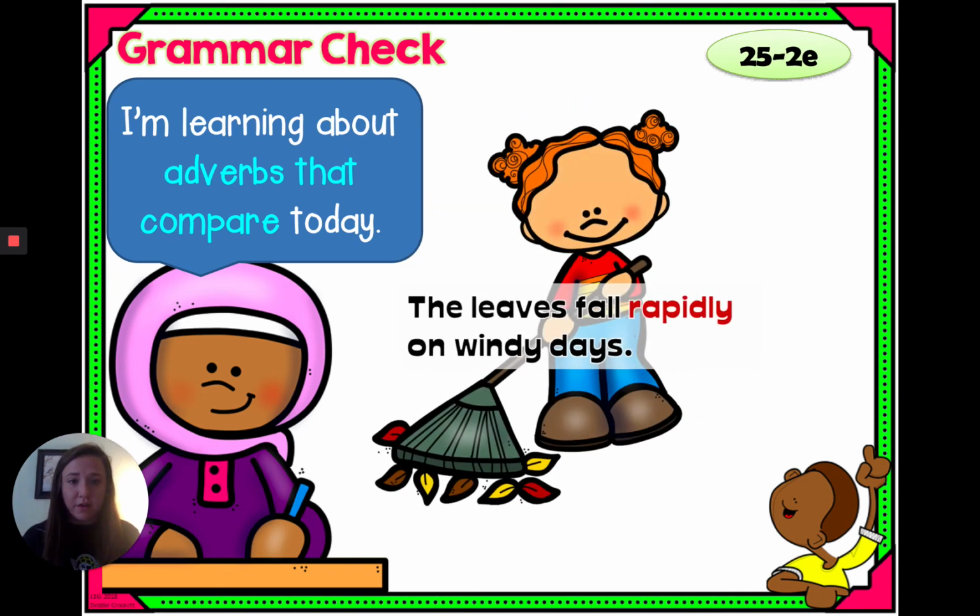The leaves fall blank rapidly on windy days. The leaves fall rapidly on windy days. You're comparing windy days and non-windy days. The leaves fall more rapidly on windy days.